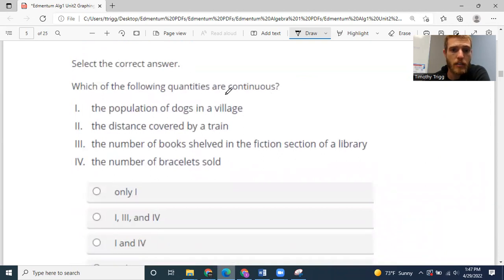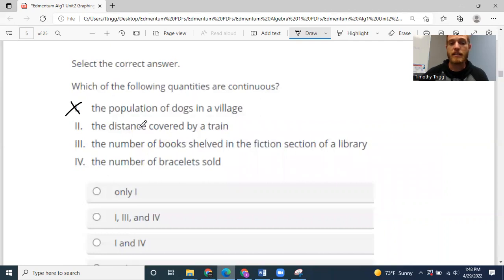Which of the following quantities are continuous? Again, continuous means you can basically split it up as small as you want. So a lot of things are continuous. Time is a very continuous variable generally. So are weights and heights, things like that. What about the population of dogs in a village? Can you have like 2.35 dogs? No, you can't have a fractional amount of dogs, right? So this one's definitely not continuous. This is what we'd call discrete.